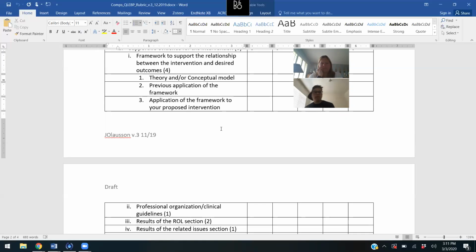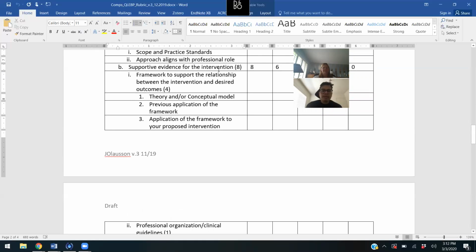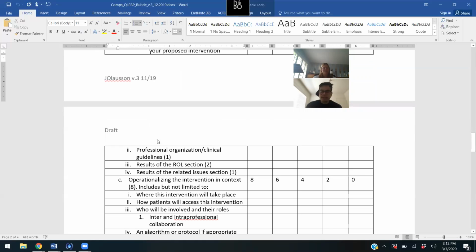And then I guess what I was kind of thrown off by, and I don't know if I did it right, was under application of the framework to your proposed intervention, like professional organizations, these subheadings of number 3. So we're still in supportive evidence for the intervention. So professional organizations, clinical guidelines. Right, this is where you found something, so I might want to.